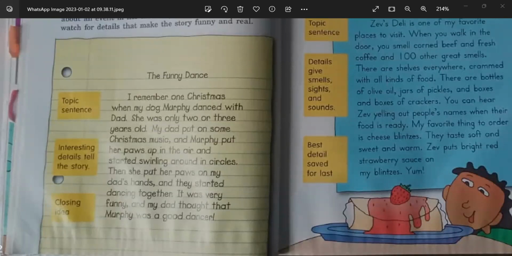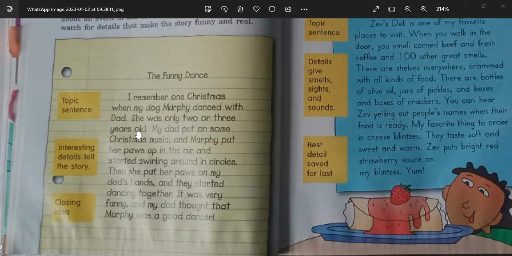I remember one Christmas when my dog Murphy danced with Dad. She was only 2 or 3 years old.